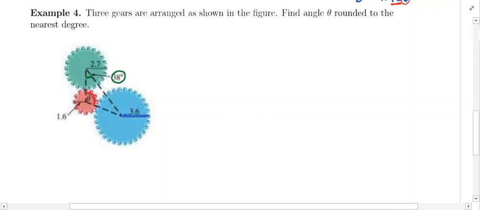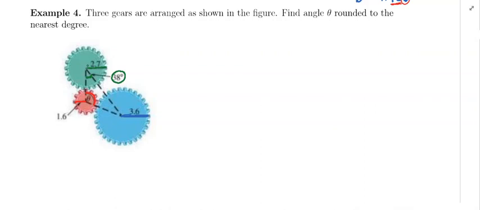So we know that the blue radius is 3.6 units. For the pinkish reddish gear, the radius is 1.6 units, and then for the green gear, its radius is 2.7 units. So that's what we know. Again, the distances that we are told are just radii of the gears. So how can we use this information? Well, we can use the radii to figure out the side lengths of the triangle.